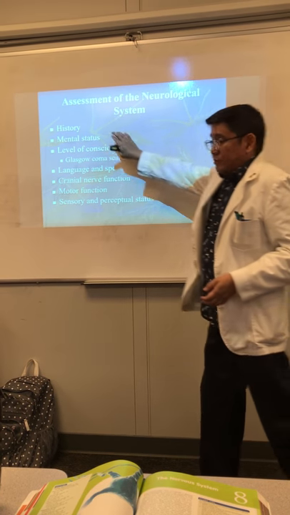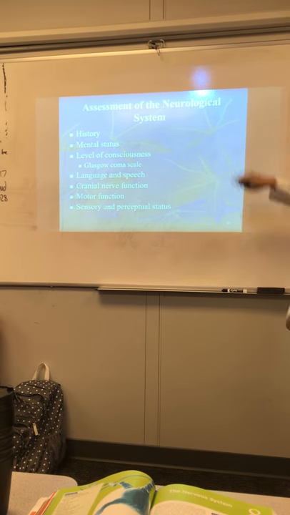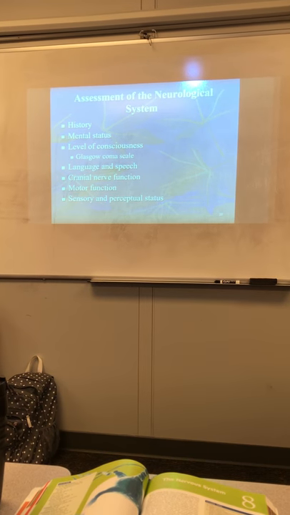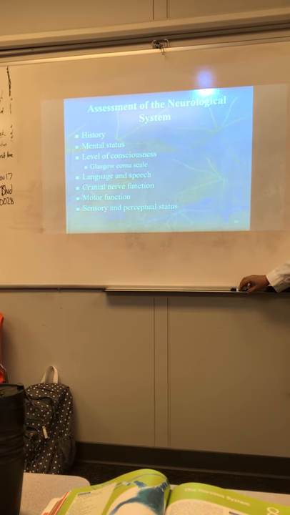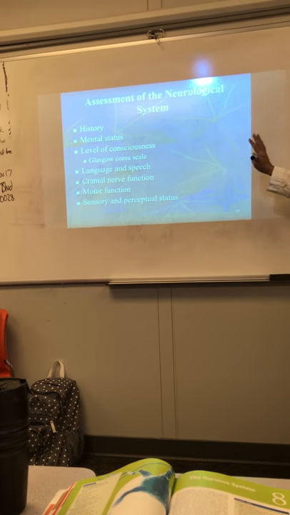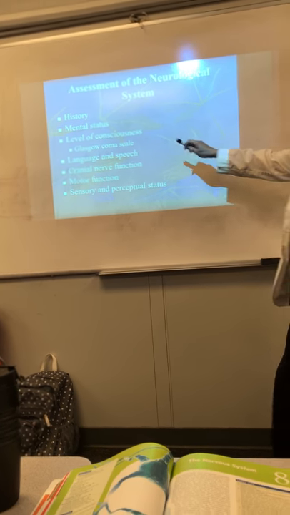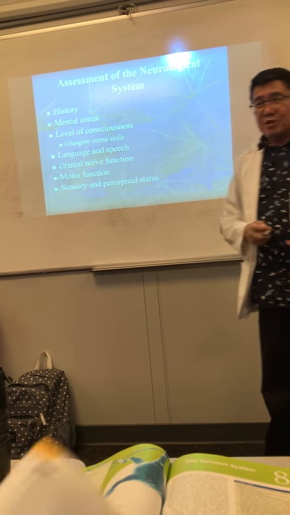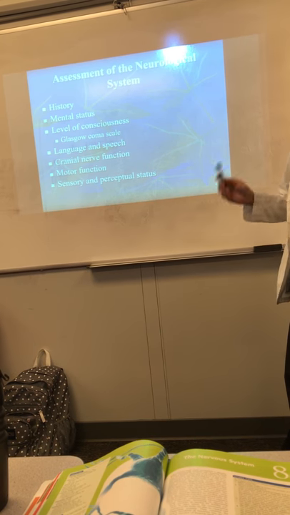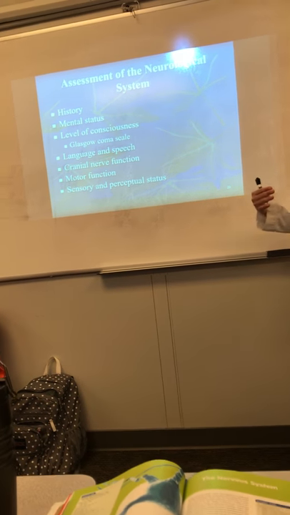So first of all, the most important thing is the history and mental status, and then the LOC, or level of consciousness. We'll go through that later. You'll be introduced to the Glasgow Coma Scale that will tell you the level of consciousness of the patient.